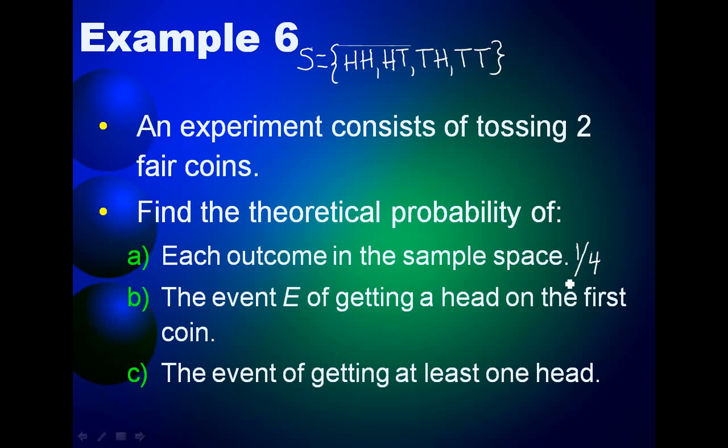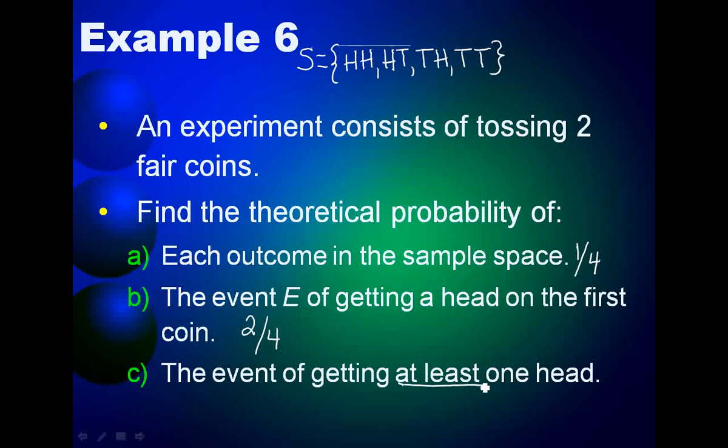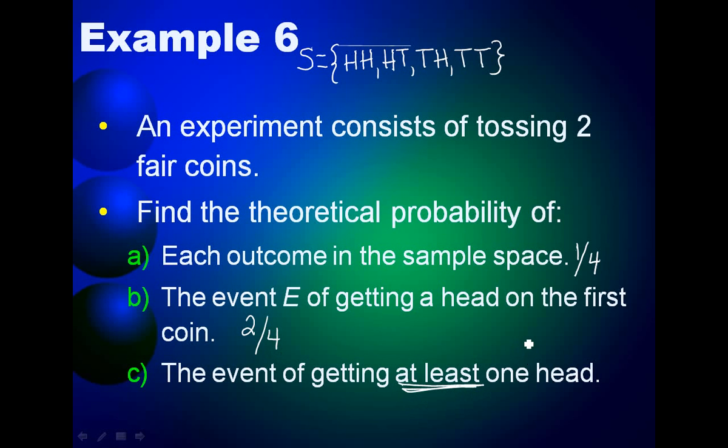The event of getting a head on the first coin. So the probability of getting a head on the first coin, we have 2 that are heads on the first coin, and there are 4 outcomes in our sample space. The event of getting at least 1 head. So that means 1 or 2 heads. So that's 1, 2, 3 out of 4. So that would be 3/4.